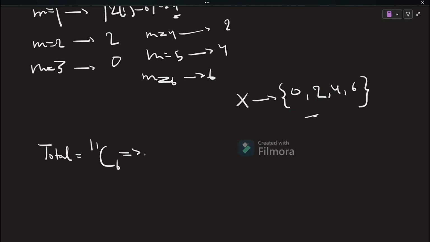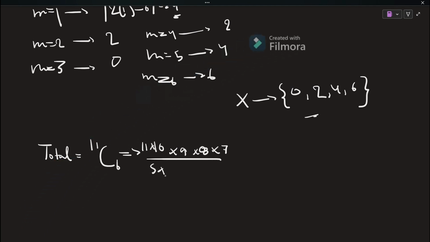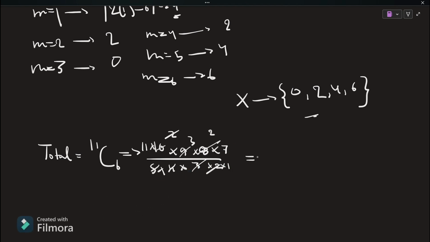Okay, let's solve this. 11, 10, 9, 8 and 7, divided by 4, and 2 also. So when we solve this, the total is 462.